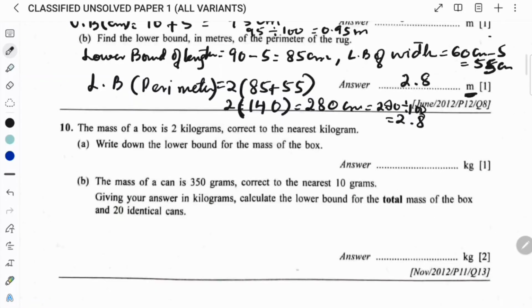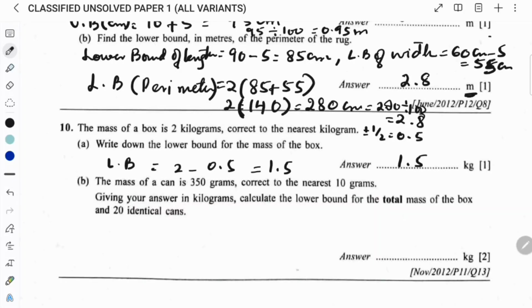Alright, the next question, 10. The mass of a box is 2 kg, correct to the nearest kilogram. So plus or minus 1 upon 2 means 0.5. Write down the lower bound of the mass of the box: 2 minus 0.5 means 1.5 kg.